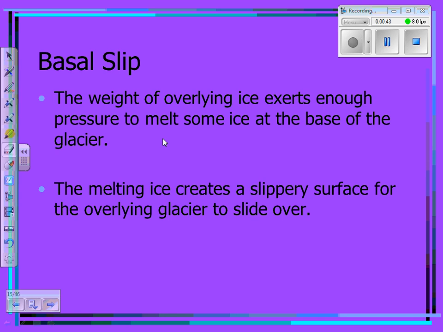Basal slip occurs at the base of a glacier when the weight of the overlying ice exerts enough pressure to melt some of the ice at the base of the glacier. It's going to start to move. Ice skaters and hockey players know this: the pressure of their skates on the ice actually melts the ice and allows their skates to ride on a thin cushion of water. Same thing in a glacier. The melting ice creates a slippery surface for the overlying glacier to slide over.